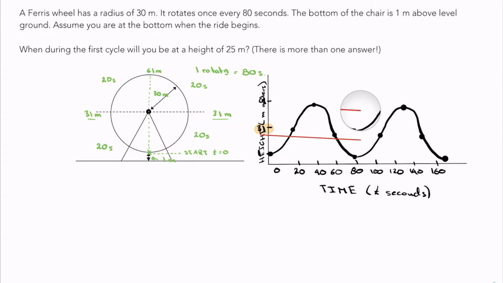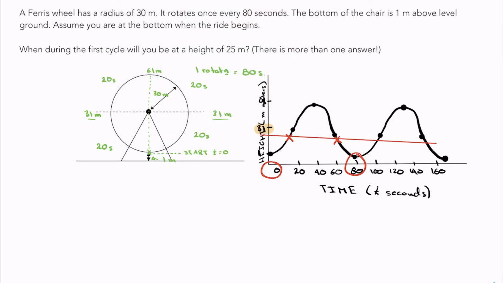Now keep in mind the first cycle, not the first two, is everything between 0 and 80. And you're going to be 25 meters above ground level over here. I'll do that with an X. Over here and over here. So you're going to get two values. Let's figure out what those are.